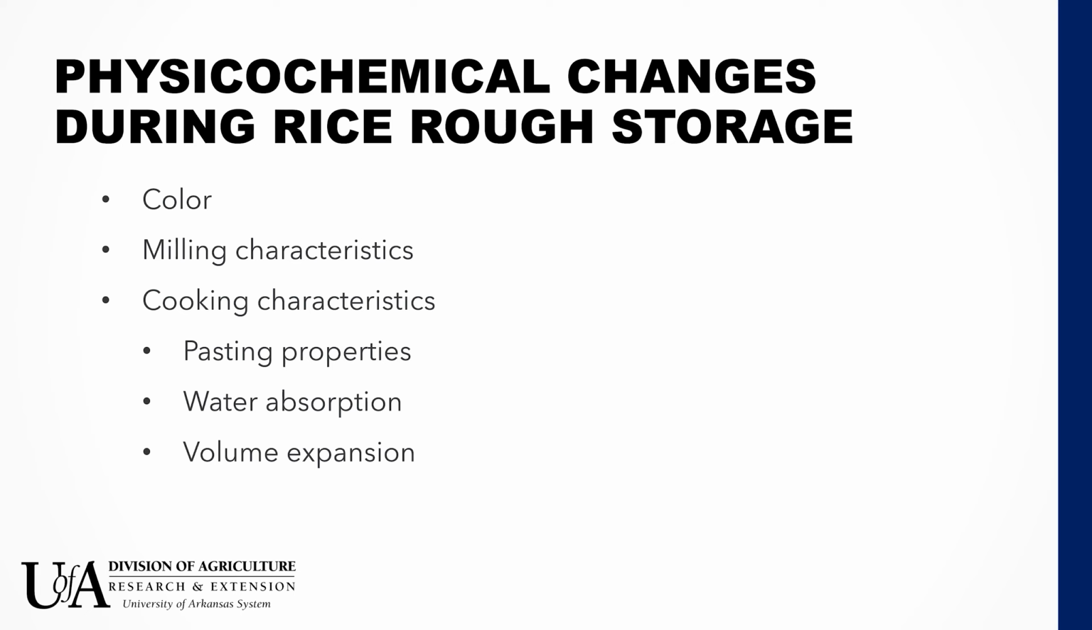And when I talk about cooking characteristics, I'm talking about some of the pasting attributes of that rice when it's turned into flour, water absorption characteristics of that rice, volume expansion characteristics of that rice. Those are very important if we are going to utilize this rice eventually as an ingredient, or we are going to utilize it as a flour to formulate any other products. Could be expandable products, extruded products, and so forth.